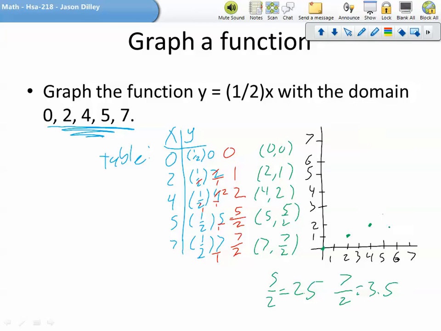Halfway in between the 2 and the 3. And the same thing for 7 halves. 7 halves is 3.5, so we're going to go halfway between the 3 and the 4 to make that last point. And that's it. We've graphed the function. We made a table. We plugged in those particular values in the domain to find the range, which gave us the set of ordered pairs, which we then graphed on a graph.